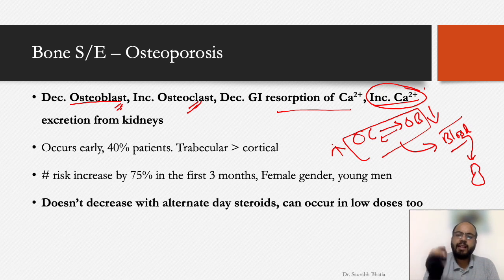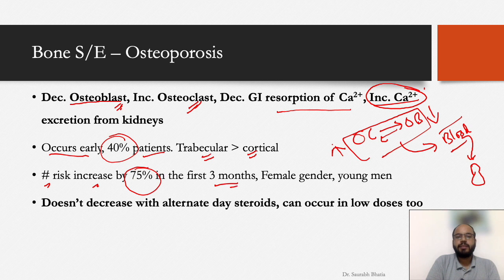If there's increased calcium excretion from the body, the calcium is not present there to get deposited into the bones and counteract osteoporosis. So all of these issues are leading to decreased bone density and osteoporosis in the long term if steroids are being given. So as I've said, it occurs early, can be seen in roughly about 40% of patients, and trabecular bone is much more affected than cortical bone. Clear? The fracture risk increases by 75% in the first 3 months.